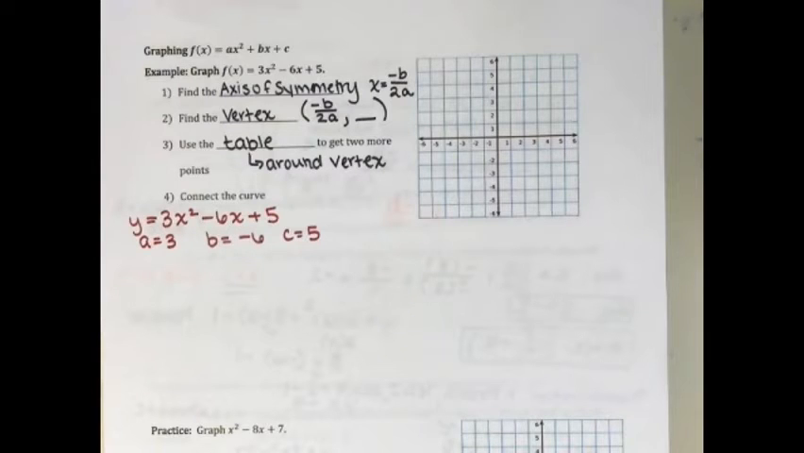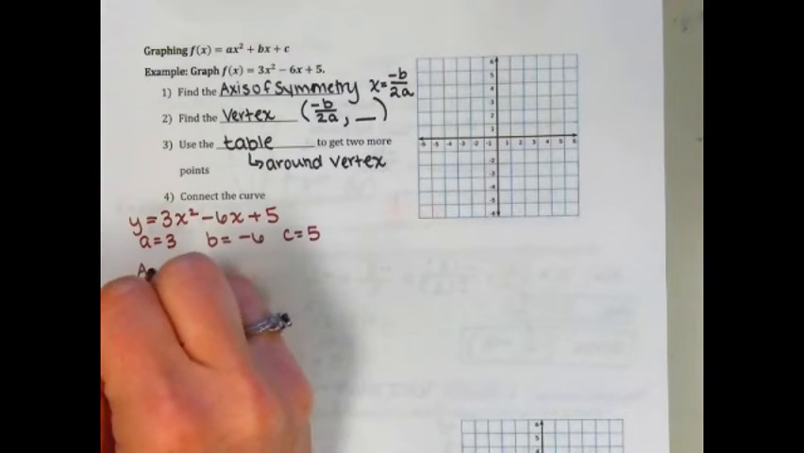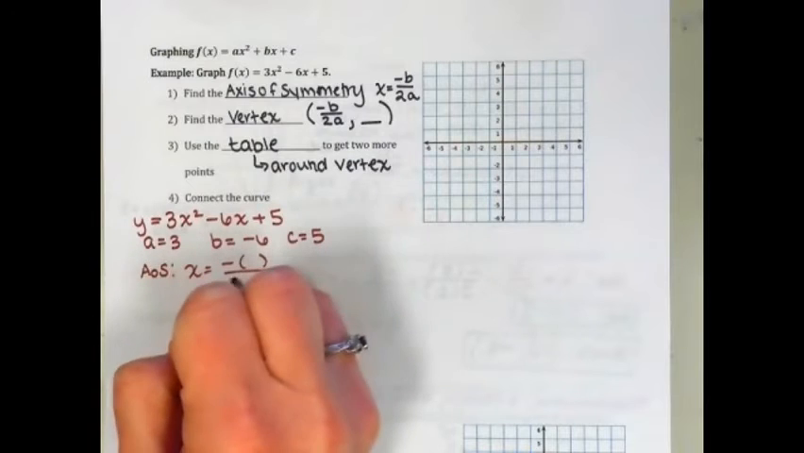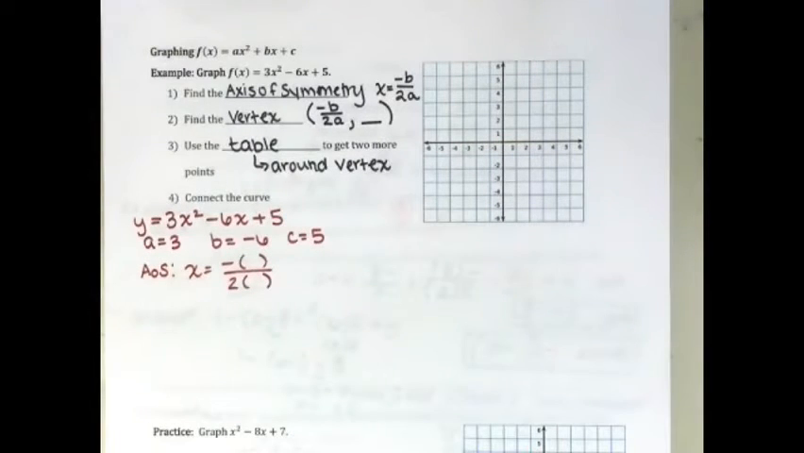Now, I want you guys to find the axis of symmetry and stop. So x equals. Find my axis of symmetry first for me, and then stop before you do your vertex. I want to make sure we get this part right.